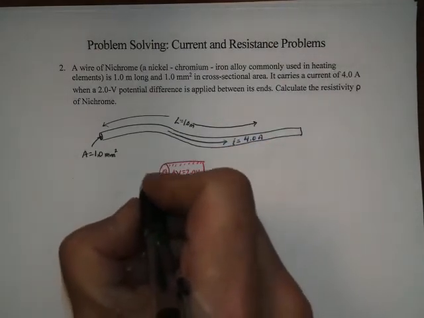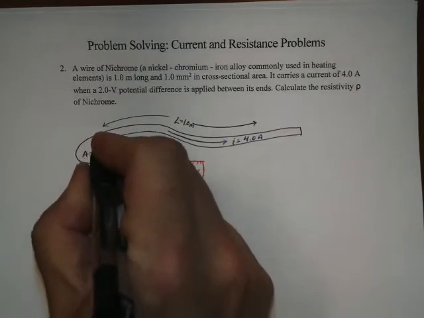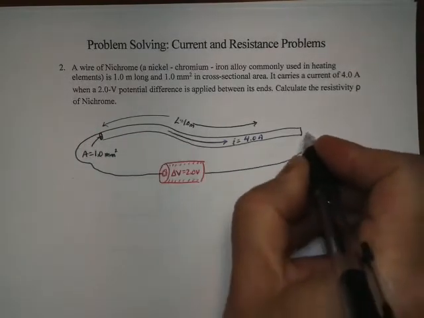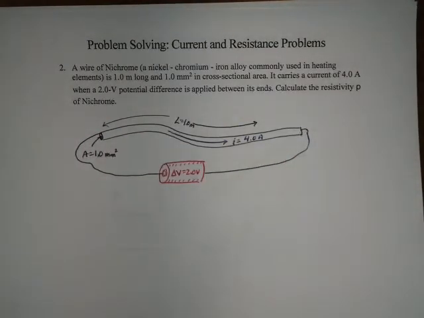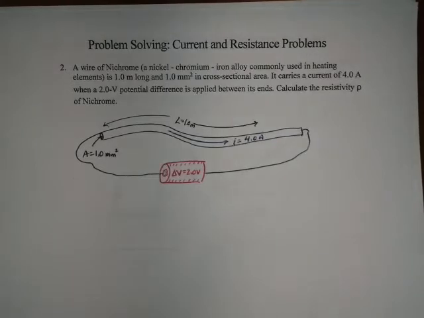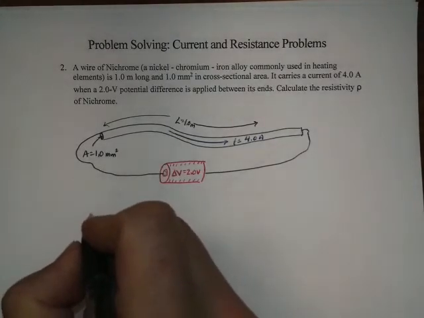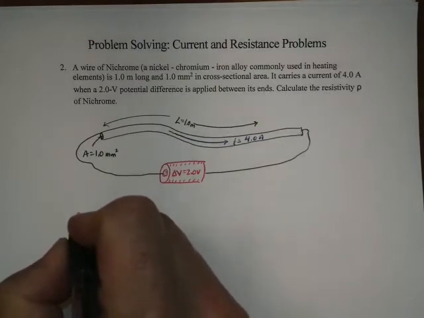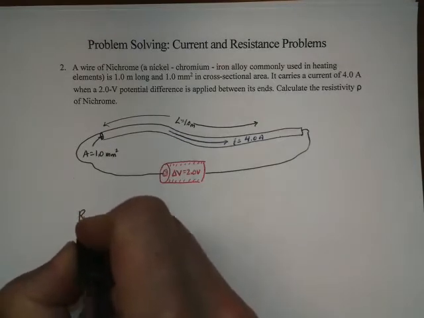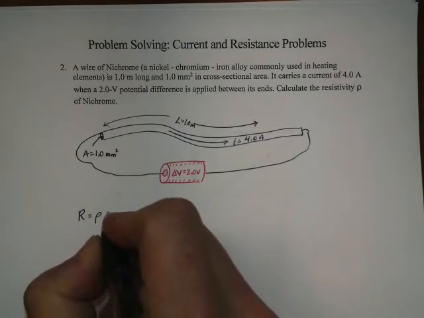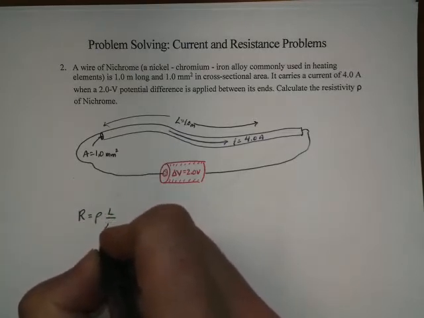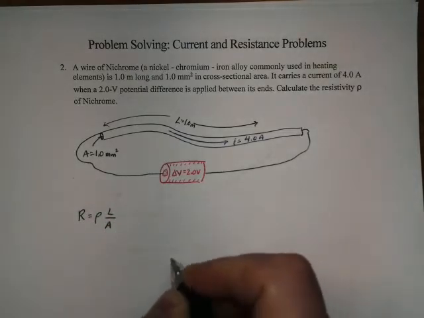So connect that over to here, connect that over there. All right. What is the resistivity of nichrome? Well, here we need to put together two relationships that we've seen on the previous problem. We know that the resistance of a wire is equal to its resistivity times its length over its cross-sectional area.